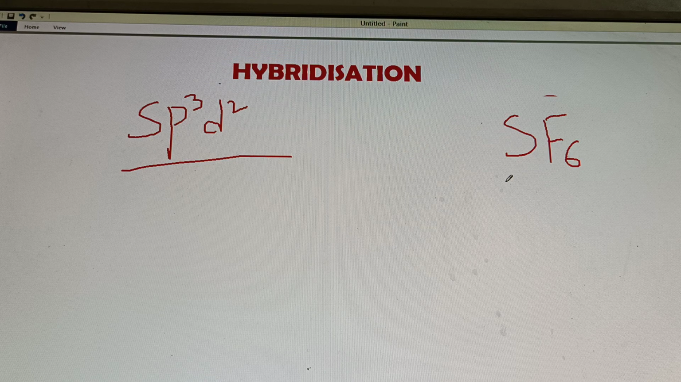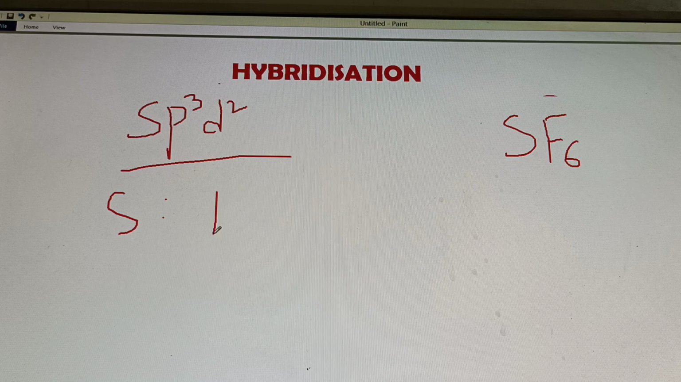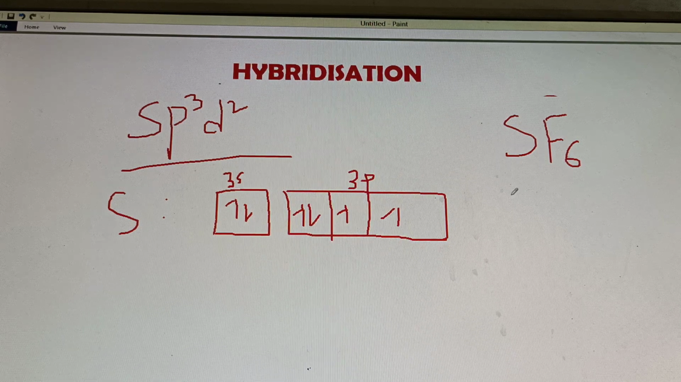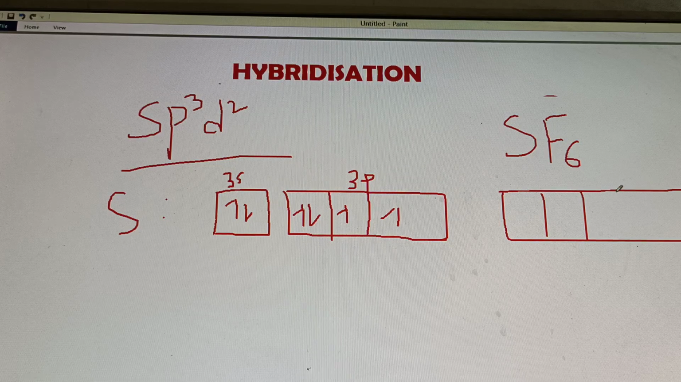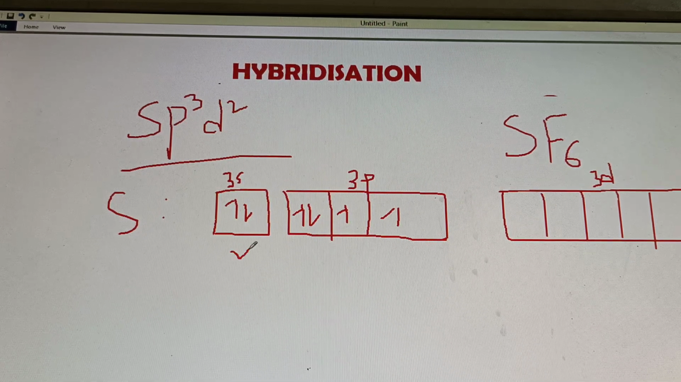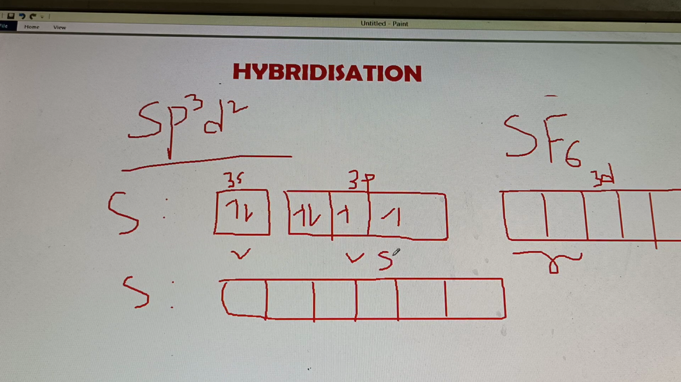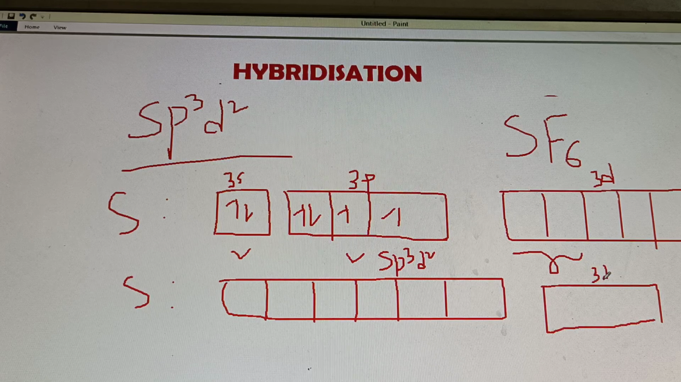Here the central atom is sulfur. So sulfur's valence orbitals are 3s2 3p4, and 3d is vacant. Now intermixing one s, three p and two d orbitals gives six sp3d2 orbitals are formed, and the remaining 3d orbitals do not participate.